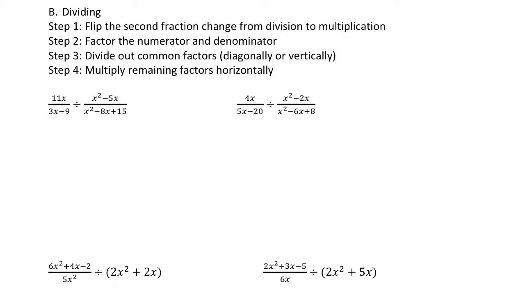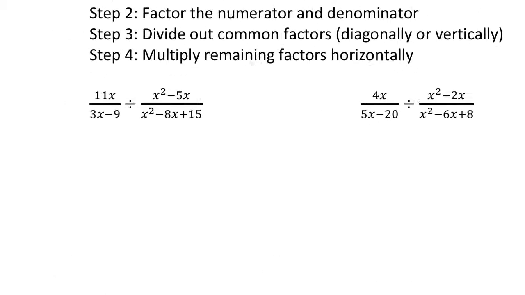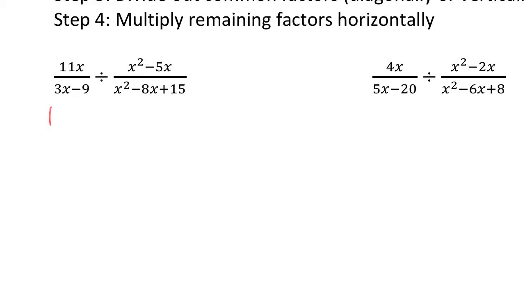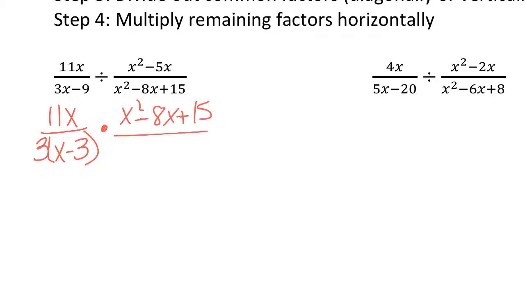Okay, now we're going to divide, and the first step to division of fractions is to flip the second fraction and change it from division to multiplication. So then we'll do all the steps for multiplying, because we're just going to multiply after that. So step 1, flip my second fraction, so I have 11x over, can I factor that at the same time? 3 times x minus 3 times x squared minus 8x plus 15 over x squared minus 5x. So I flipped it to multiplication, and I do the reciprocal of the second fraction only.